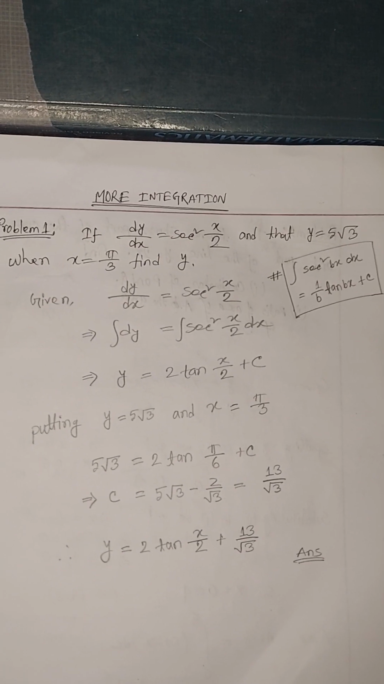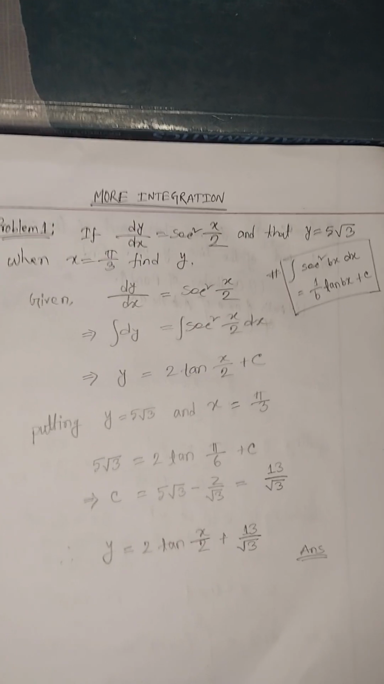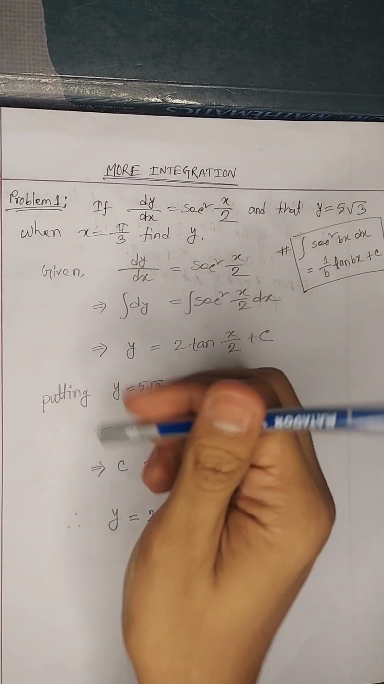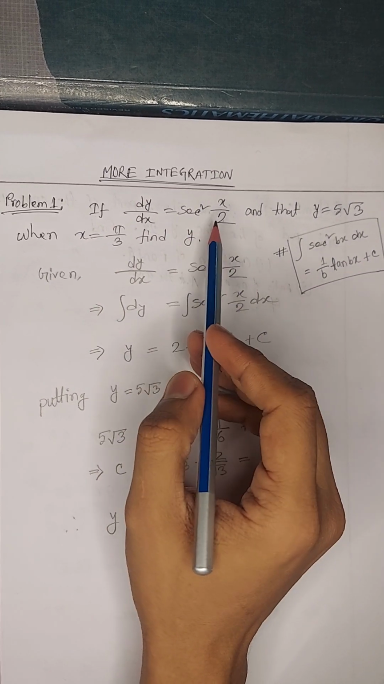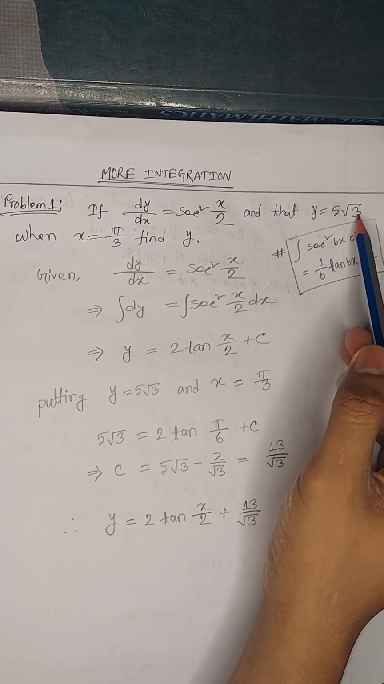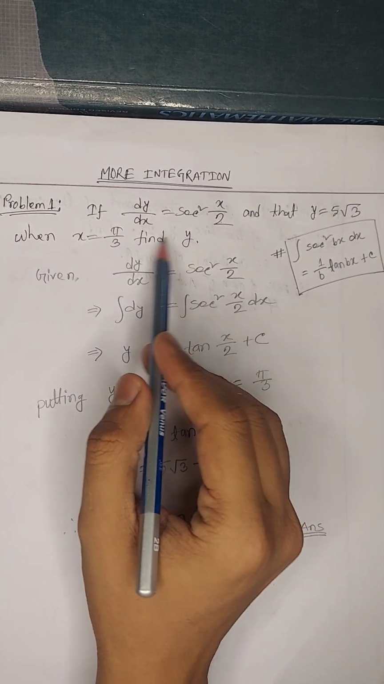Today I am going to discuss with you some problems from integration. Here our first problem is: we are given dy by dx is equal to sec square x by 2, and y is equal to 5 root 3 when x equals pi by 3. Then we have to find the value of y.